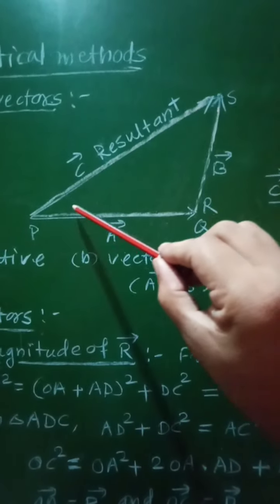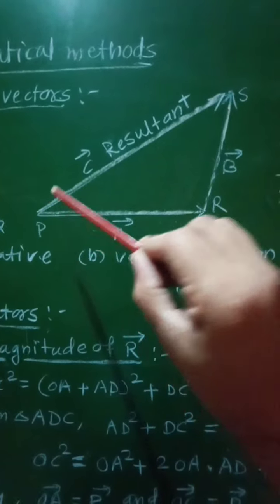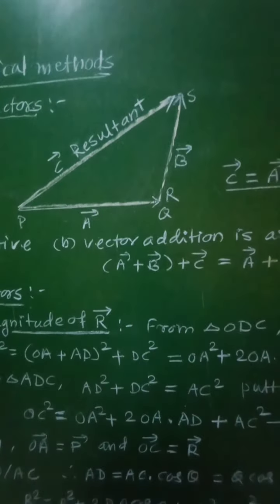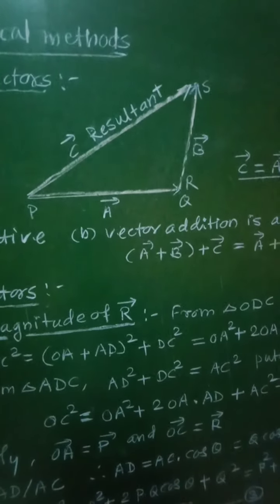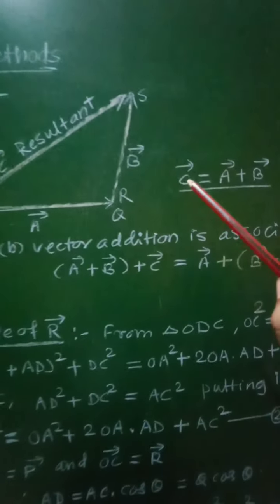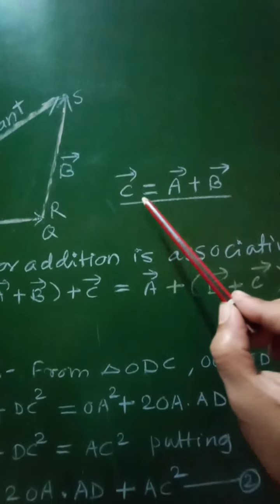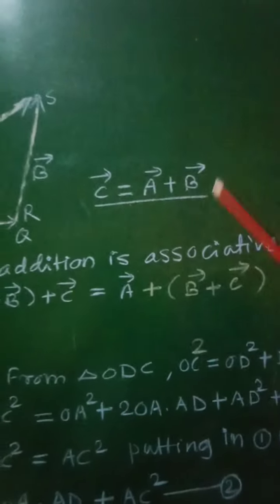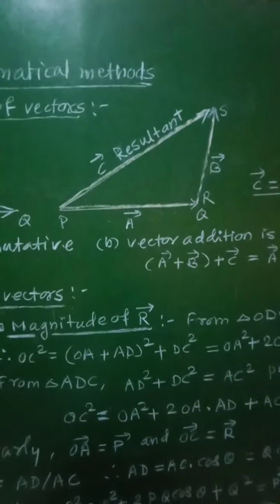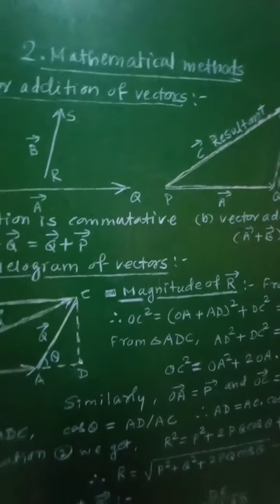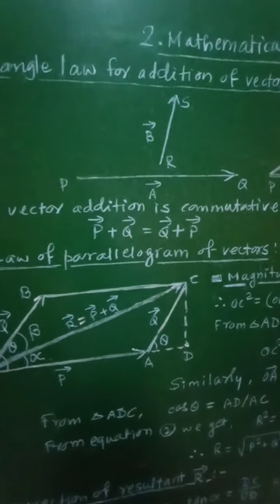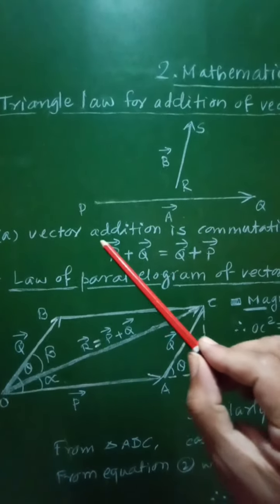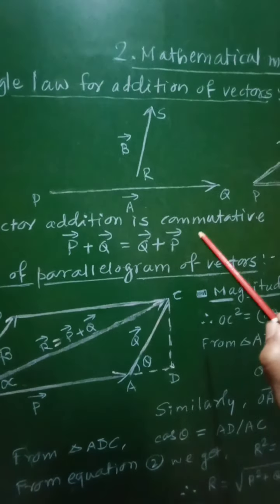so that it is drawn from the starting point of the first vector to the end point of the second vector. And so if we apply this law, then the addition of vector A and vector B will be equal to vector C, that is, vector C will be equal to vector A plus vector B. That will be the addition for this triangle law. Now if you consider some of the properties, then vector addition is commutative.